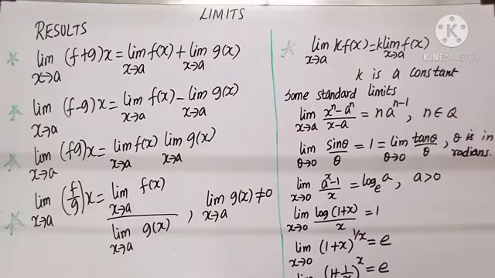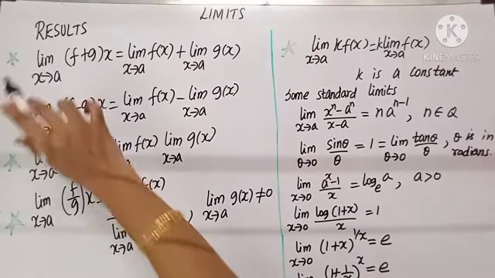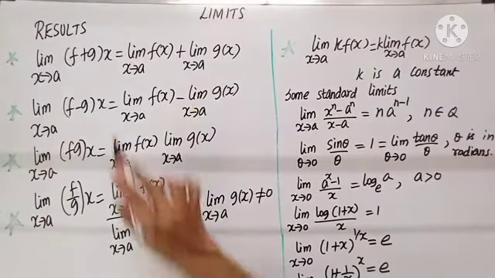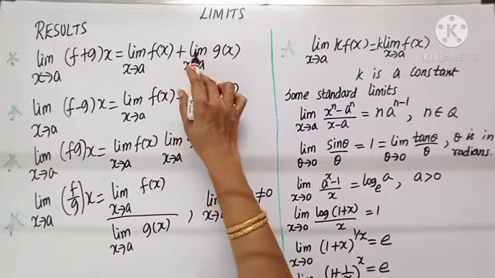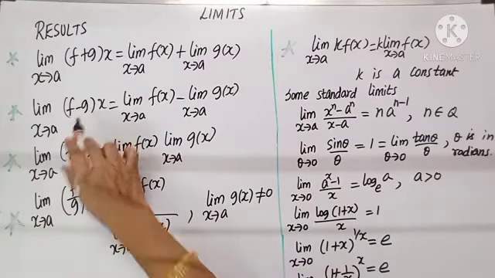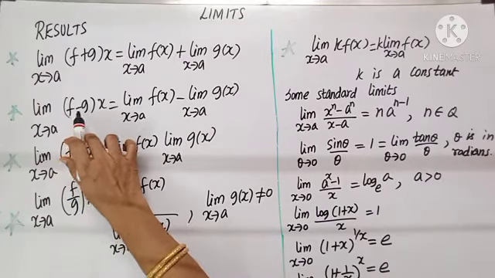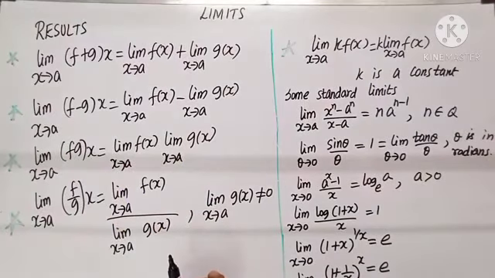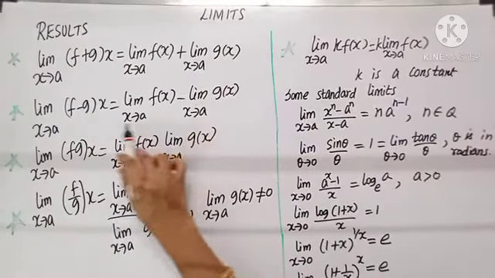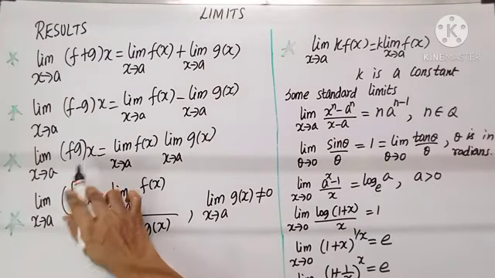Some results that we need to remember, limit being a new concept. If you have f plus g of x, limit splits for addition: limit of f of x plus limit of g of x. Similarly, f minus g: limit of first function minus limit of second function. Remember to write x tends to a whenever you are writing limit. f into g of x.